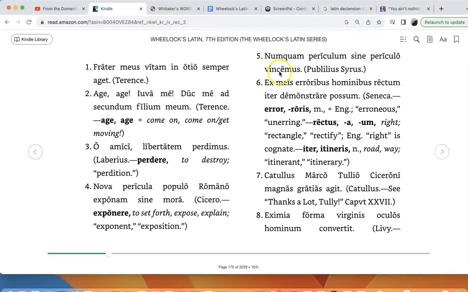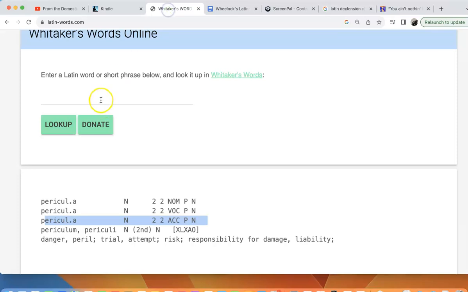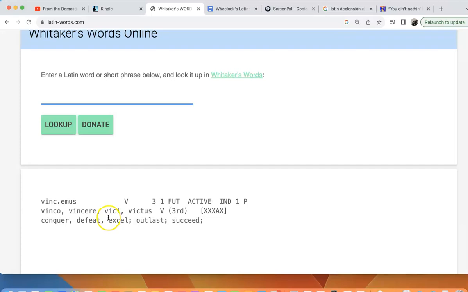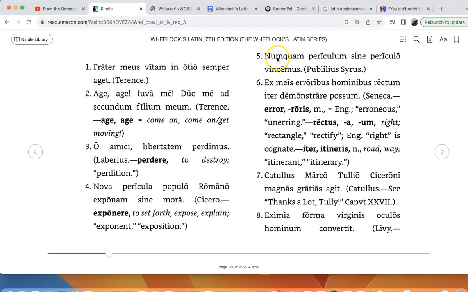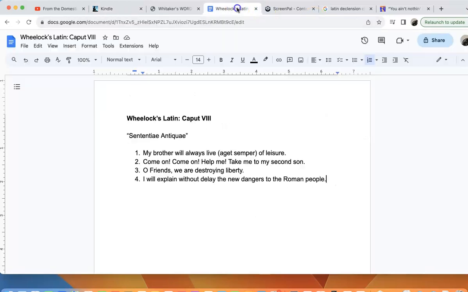But then vincimus, this is a good one to know, and so we'll just type this one up here to explain it. This is, of course, Julius Caesar, Veni Vidi Vici. I came, I saw, I conquered. But here it's future active, first person plural. So P means plural. So it means we will never conquer, numquam vincimus. Let's write that down because English likes the subject verb first. So we will never, numquam, conquer. Think of vincible, invincible.